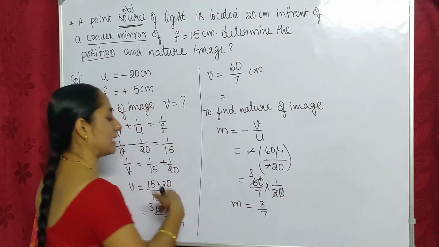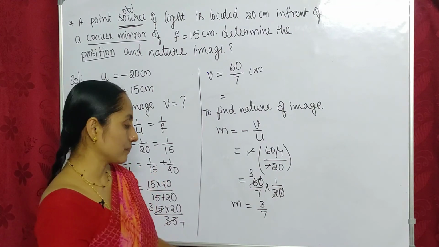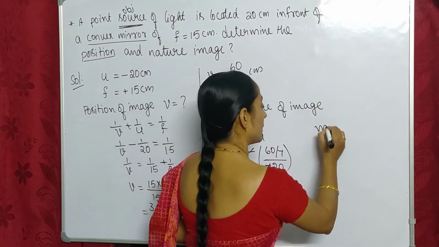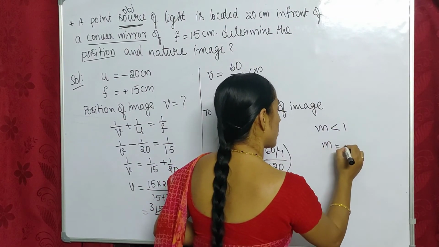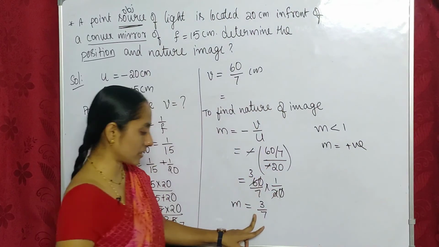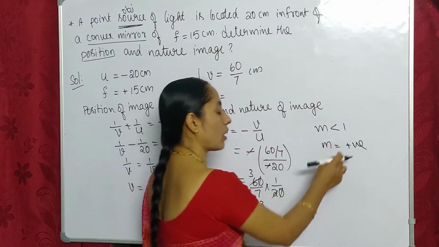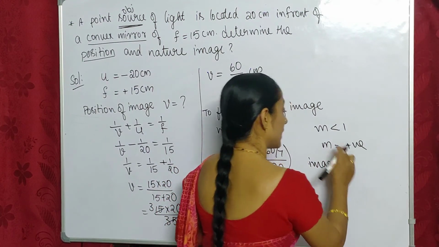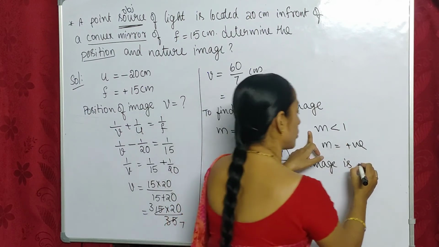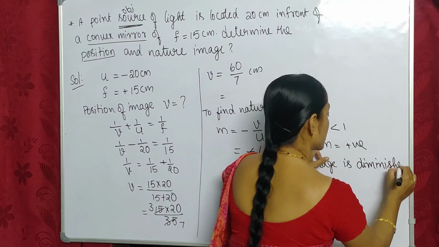Is 3 by 7 greater than 1 or less than 1? Yes, obviously it is less than 1. So here we got m less than 1 and also m is positive. Yes, m is positive and less than 1. So how can we say the image is less than 1? The image is diminished.